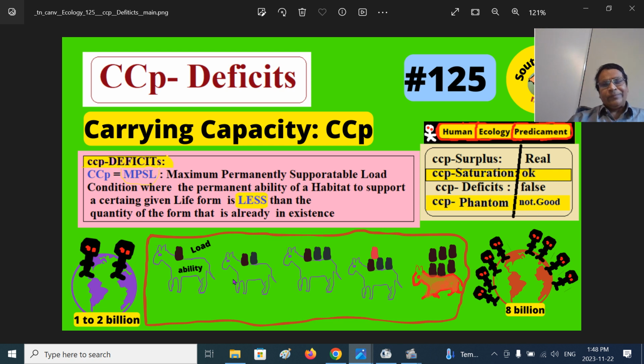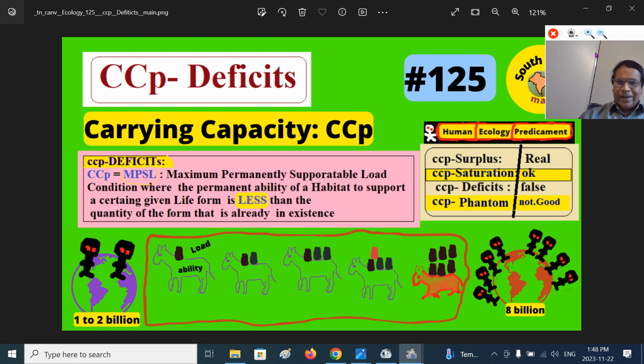But today we have 8 billion people. That means there is an excess load on the Earth. The ecological footprint is very high. That means the planet Earth today, the Bhumata, Bhudevi, suffers from carrying capacity deficits.